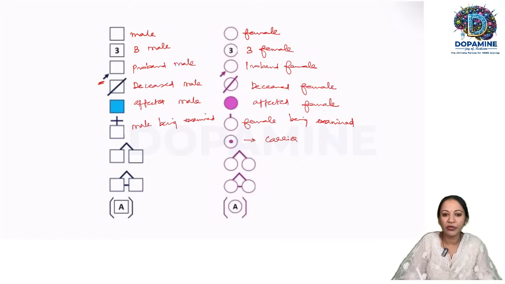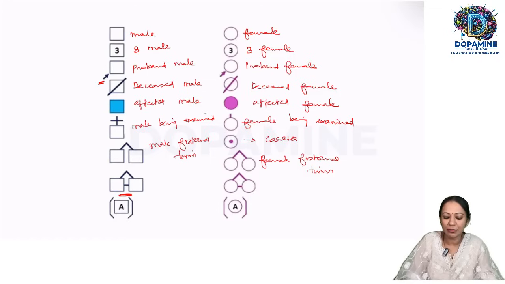Whenever we have this upward arrow, it means we are dealing with twins. So they are male fraternal twins. It means 2 sperms and 2 ovum, the genetic makeup is different. Again, here, this is female fraternal twins. When you have this line like this, it means they are male identical twins. Here they are female identical twins.